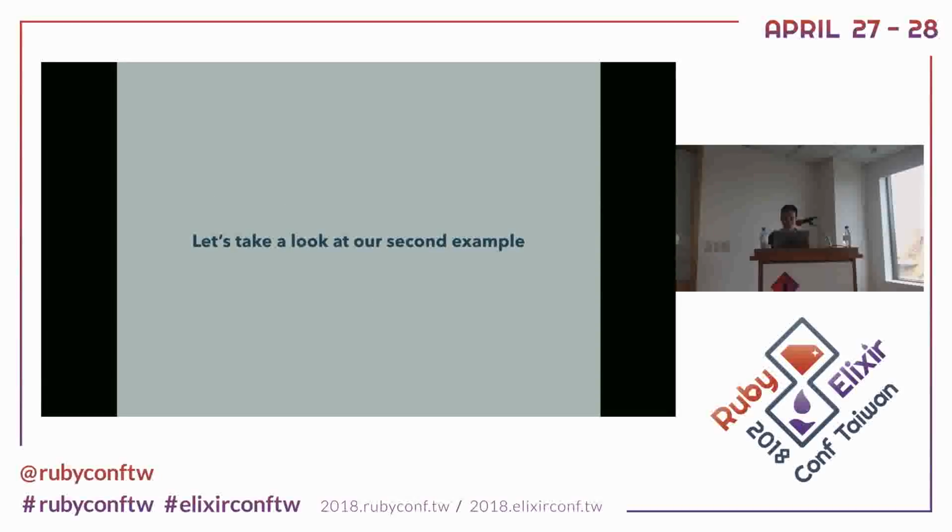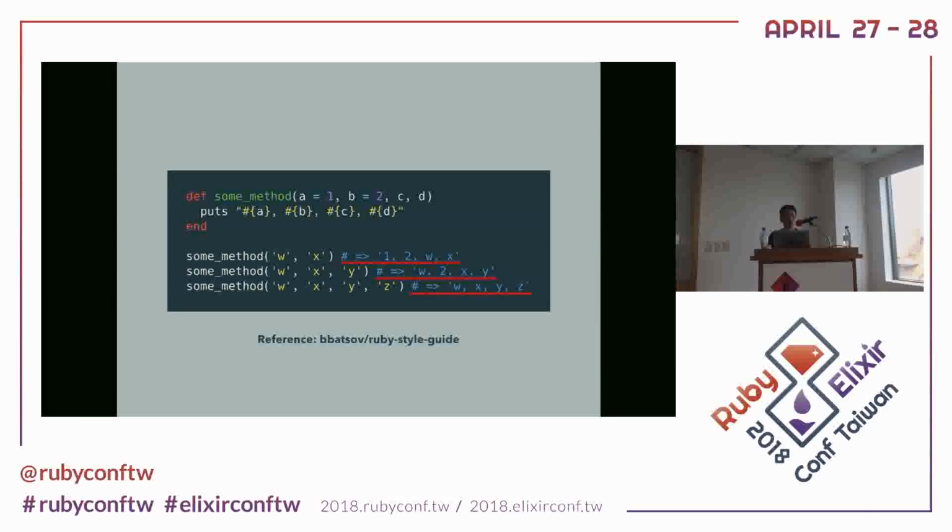And let's take a look at our second example, the parameter order. But before that, let me explain why the parameter order matters. This is also an example from the Ruby Style Guide, like the previous examples. As you can see, if you don't define parameters in a certain order, it will cause bizarre behavior besides the inconsistency.